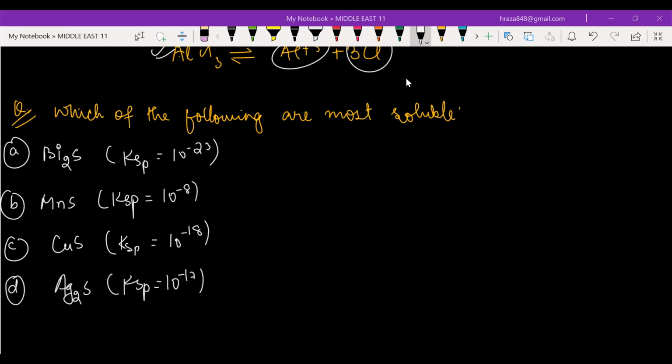What is the value of solubility for each one of them?